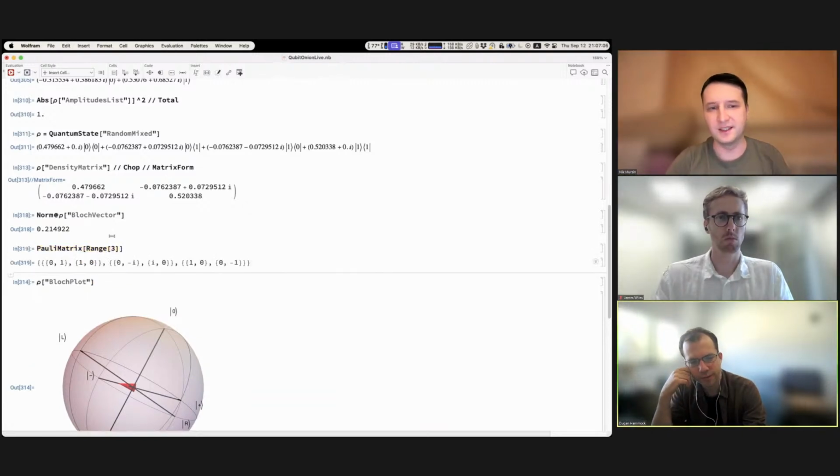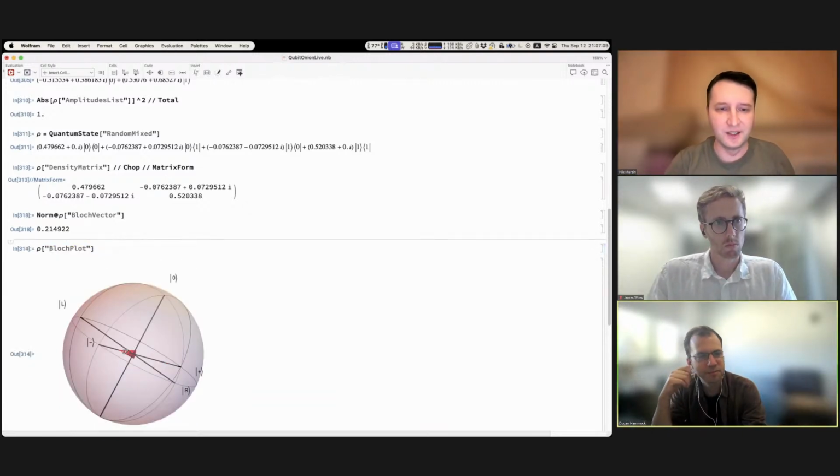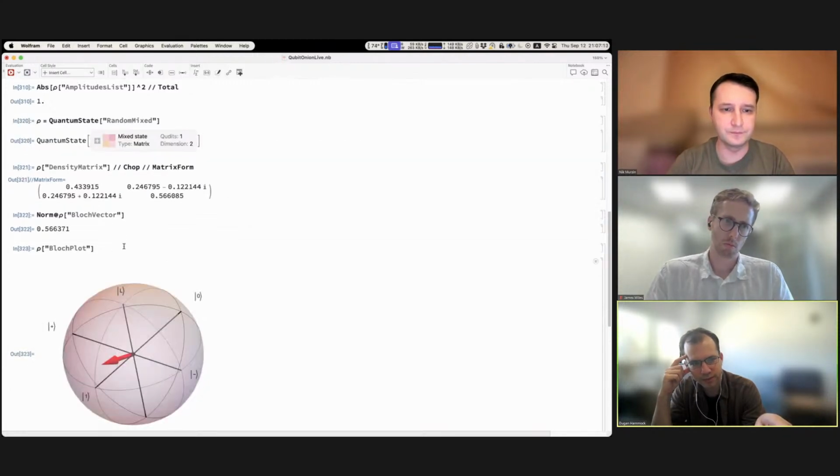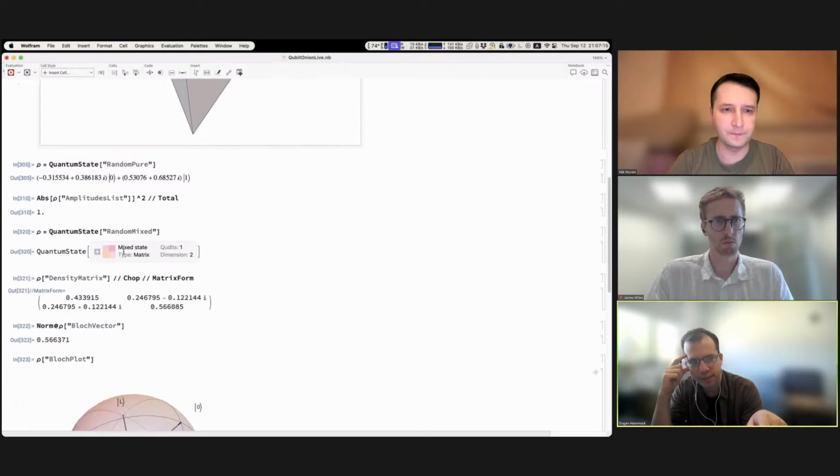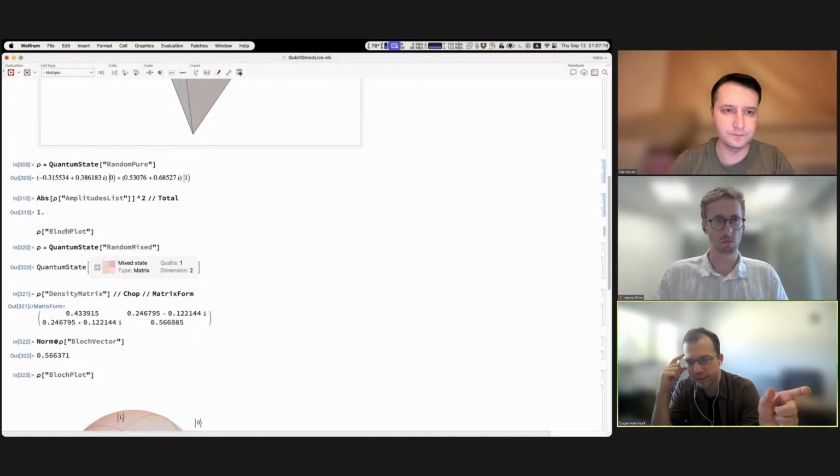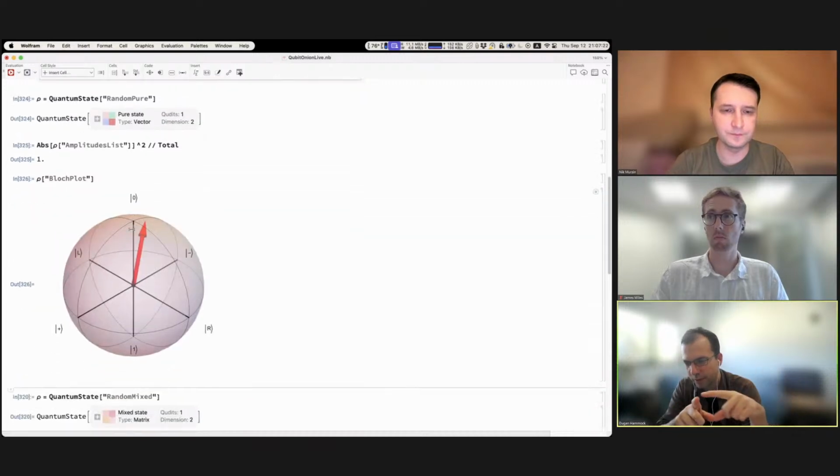This is the plot of a mixed state. Forgive my ignorance. So with the pure state up top, right? You had these two complex numbers, and when you take each complex number, you take the absolute value of it. So it's the complex norm, I guess.